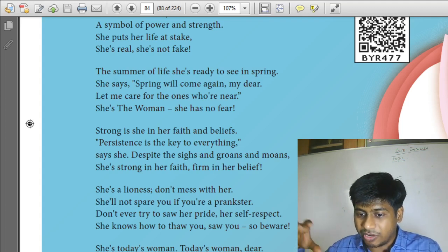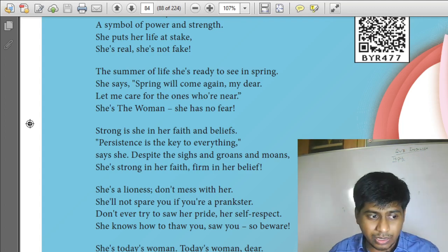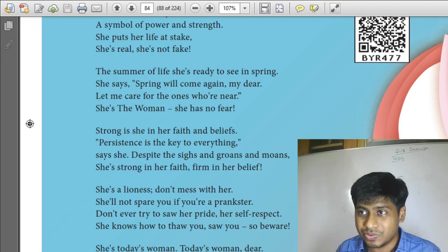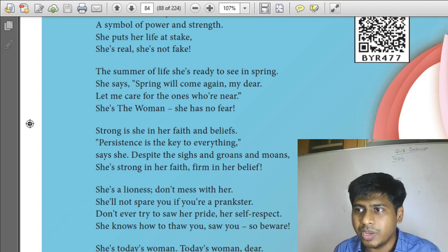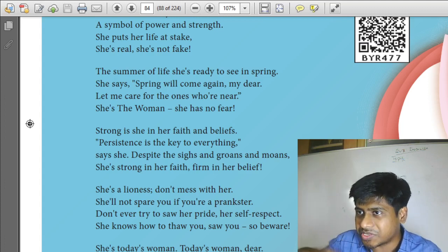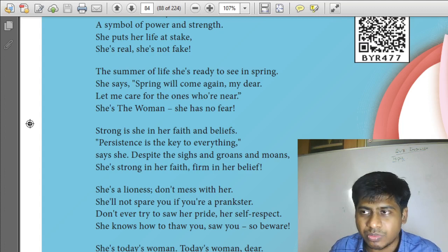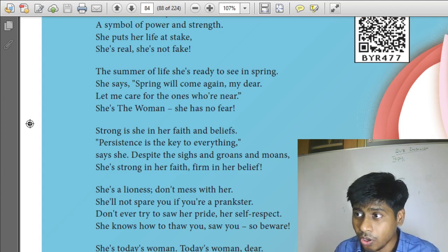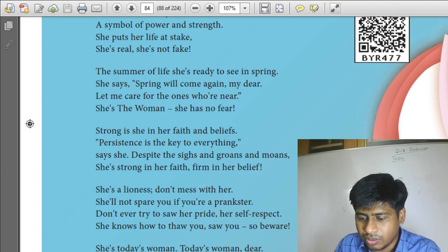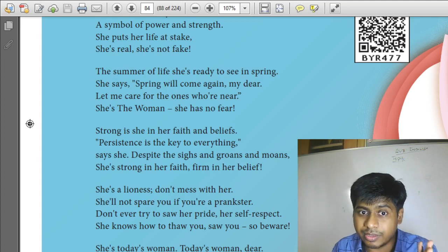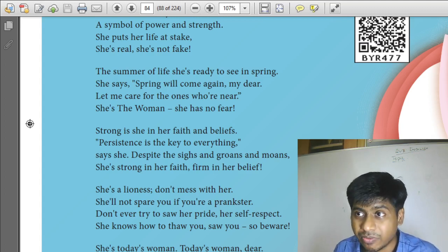Being in a joint family or a large group, she needs to care for many people. That's what it means: let me care for the ones who are near. Let me not bother about me. Woman means they are selfless. They don't worry about themselves. They always care for others. And she's the woman, she has no fear. That is only one side of her, and on the other side, she is very brave. She is the woman, she has no fear.